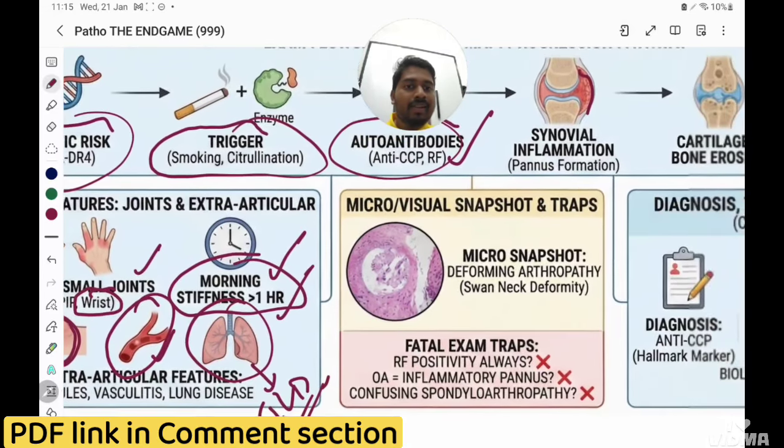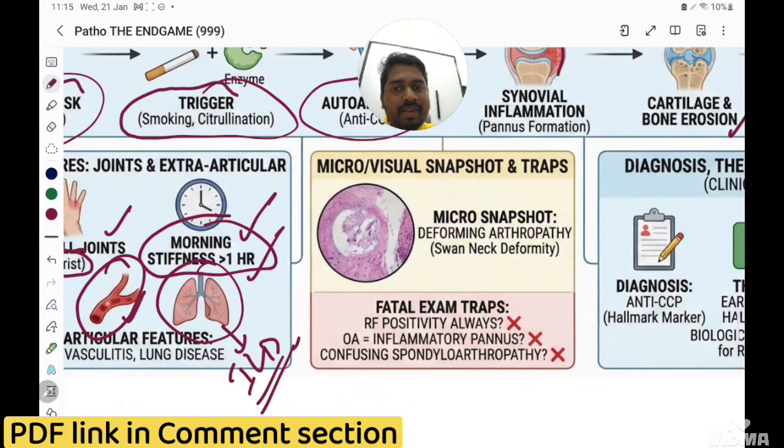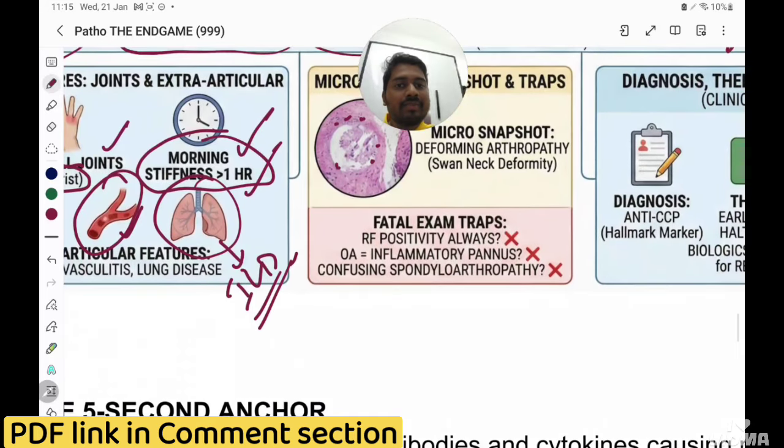Now, on microscopy, what you'll find? You'll find pannus formation, and so many inflammatory exudates. And you'll find something known as swan neck deformity. What is swan neck deformity? This deformity is where there is hyperextension at the proximal interphalangeal joint and flexion at the distal interphalangeal joint. So this is swan neck deformity in rheumatoid arthritis.